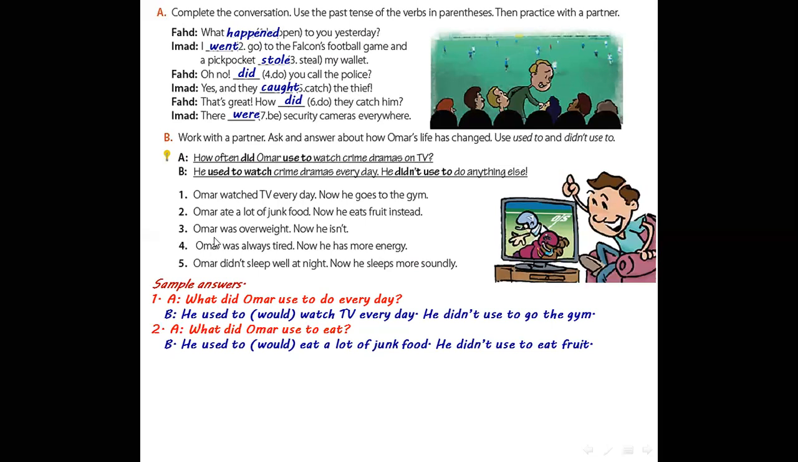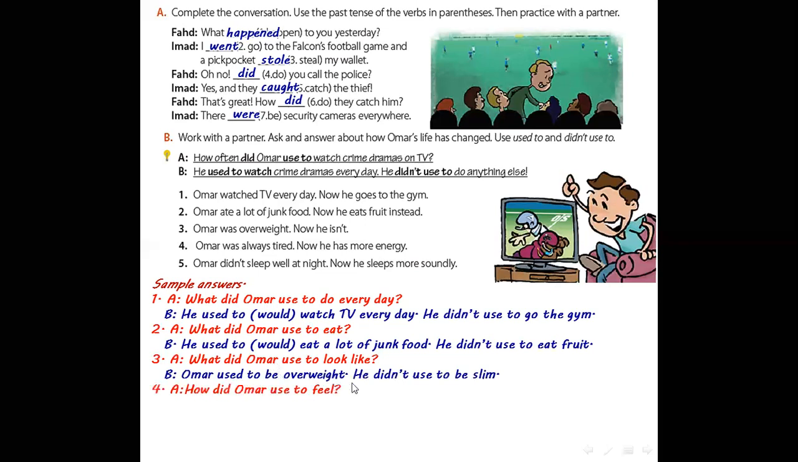Number 3, Omar was overweight. Now he isn't. In the past, he was overweight because he ate a lot of junk food. Okay, but now he isn't. Where is the main verb here? Was. Excellent. What is the base form of was? Verb to be. Thank you, my dear student. You are awesome. What did Omar use to look like? Omar used to be overweight. He didn't use to be slim.